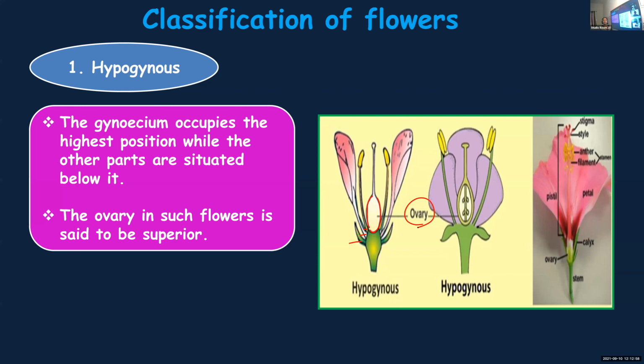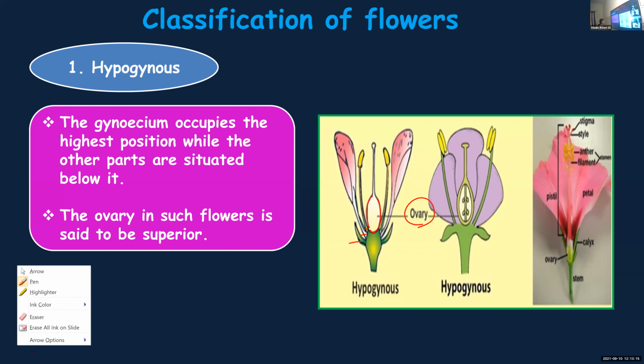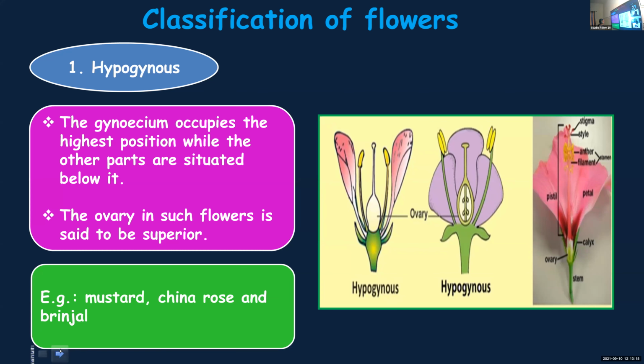Once again, in hypogynous flowers, the gynoecium or the female reproductive organ will be occupying the highest position. All the other parts will be situated beneath it. Or you can say the ovary is superior. Such a flower is hypogynous. Examples. Children, you should know the examples. Maybe for multiple choice questions, several examples can be given. Pick out the hypogynous flower from the following. So you should know at least the examples given in your textbook. Mustard flower, China rose flower, brinjal. All these have hypogynous flowers.